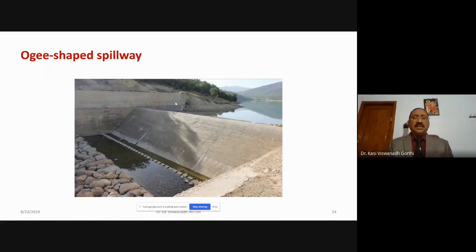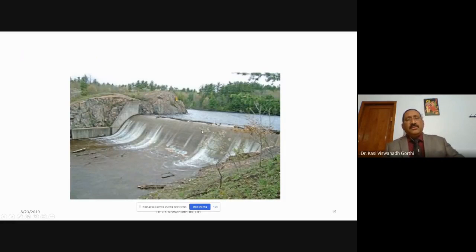You can see a picture of an ogee shaped spillway in the field, how it would be. There are two bunds connected, and this ogee shaped spillway is provided. So this is the shape of the spillway. This is the ogee shape of the spillway. So when the water is flowing, the shape of the spillway appears like this.